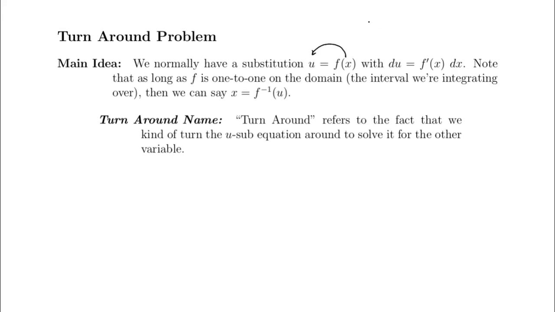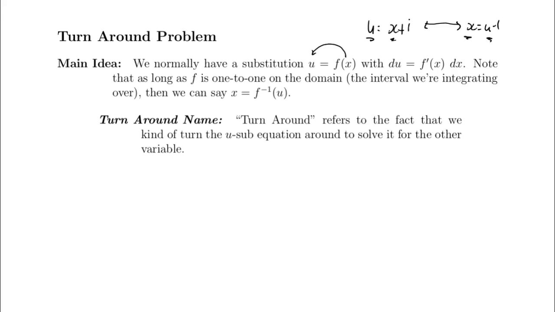What I mean by that is if we have, like, u equals x plus 1, this is pretty easy to just write x equals u minus 1. We can solve for the other variable here. So this turnaround name refers to the fact that we switch our variables in our substitution. We turn the u-substitution equation around.